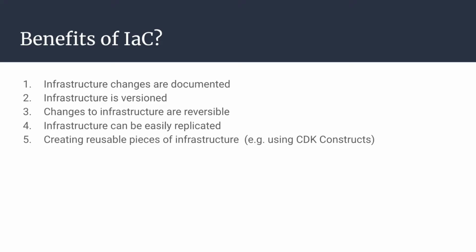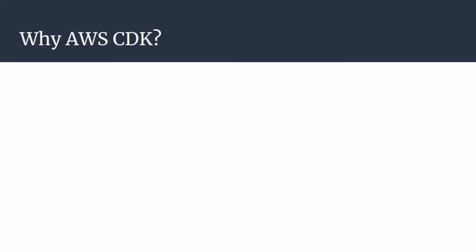From a pure knowledge sharing perspective, infrastructure as code allows us to containerize a piece of knowledge into some sort of reusable module, or in the case of CDK, a construct, and share that construct with another team or even make it open source. Now that we've covered the benefits of having infrastructure as code in the first place, let's see what makes AWS CDK so unique.